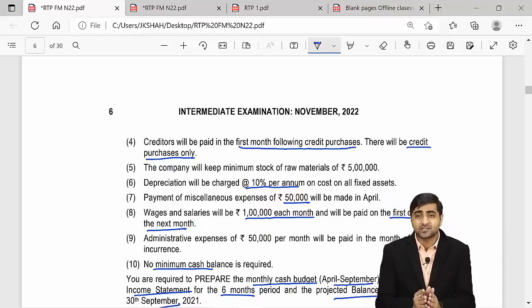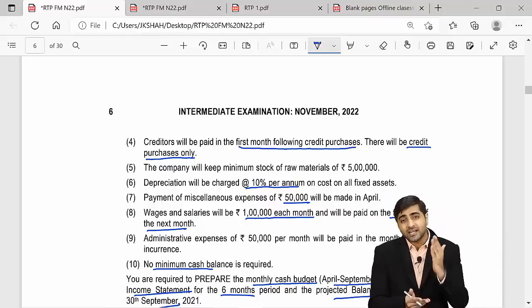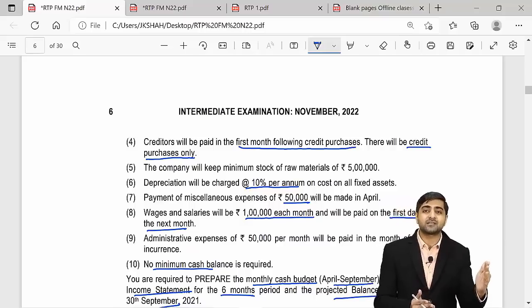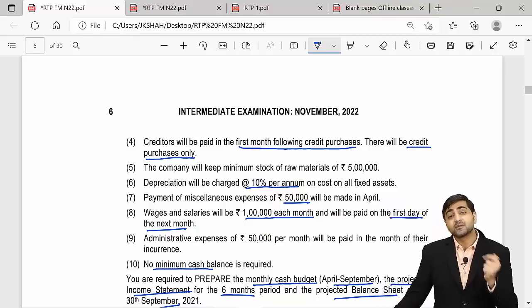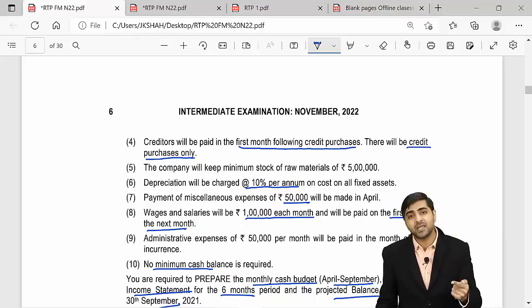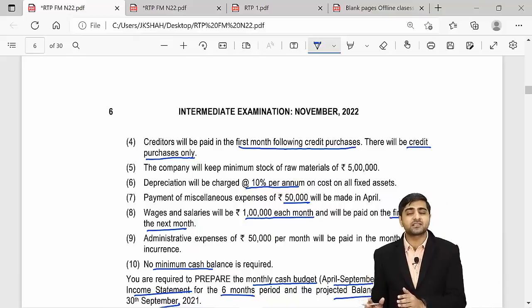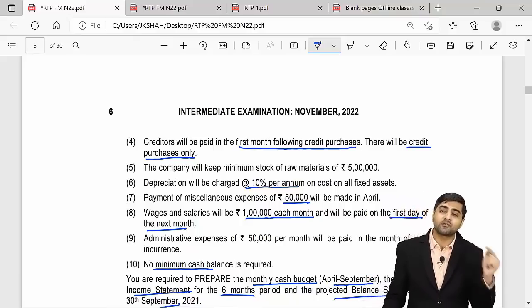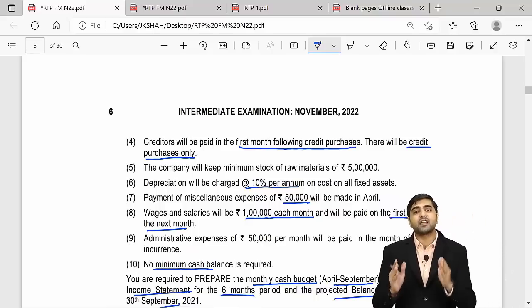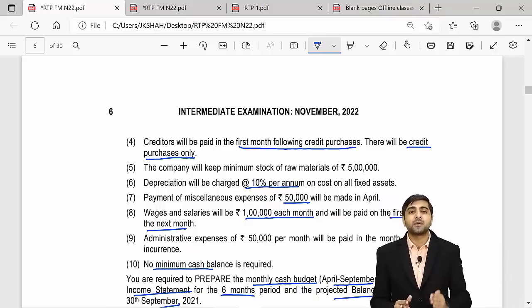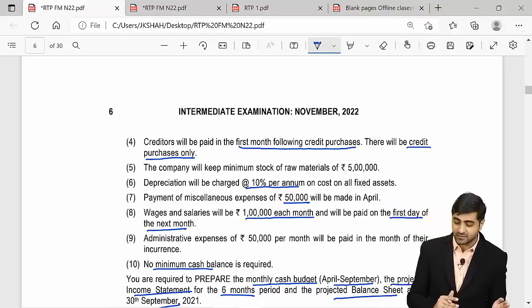So there is going to be credit purchase only. So whatever you are going to purchase in the month of April, that is your credit purchase, and the payment will be made in the next month. So April month, whatever is going to be your purchases, the payment will be made in the month of May. May month, whatever is your purchases, the payment will be made in the month of June. So basically the whole idea is what? That whenever we are going to make the purchases, the payment is going to be made in the next month.